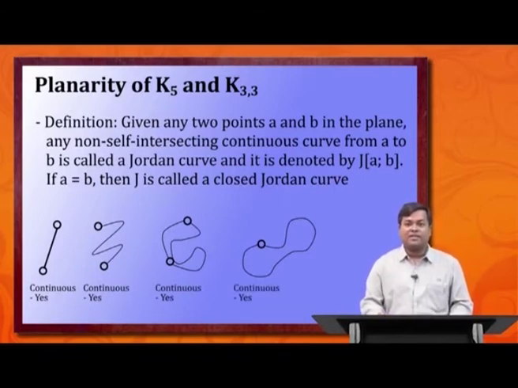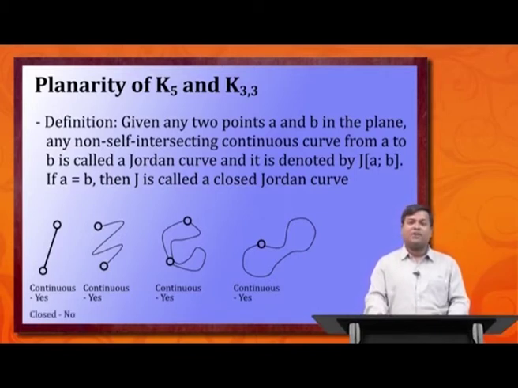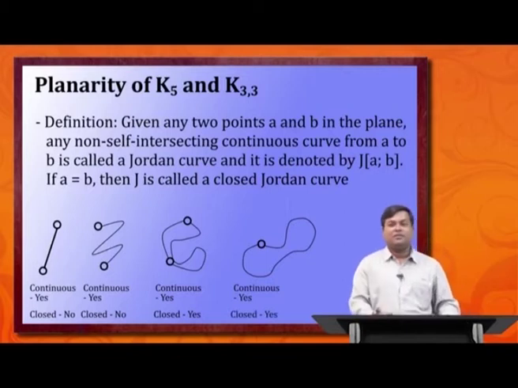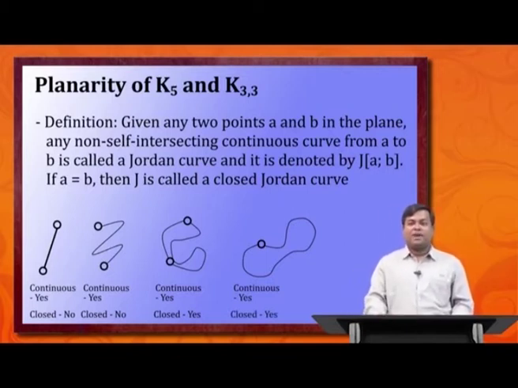Now, what about the closeness? The first one is not closed because the starting and ending points are completely different. The second one is also not closed. The third one, yes, it is closed because the starting and ending points are the same, and the fourth one is also closed. Now we need to check which of these 4 graphs are non-intersecting.